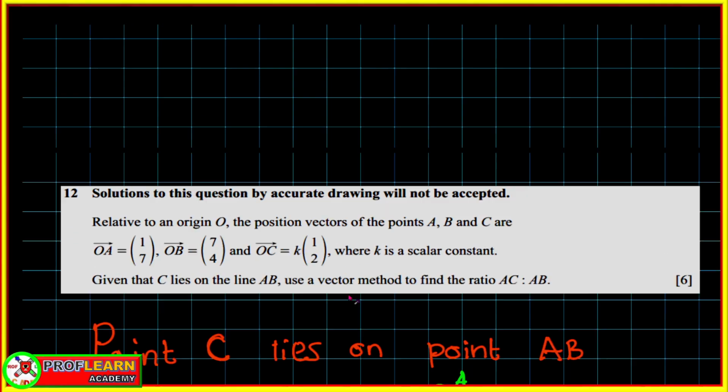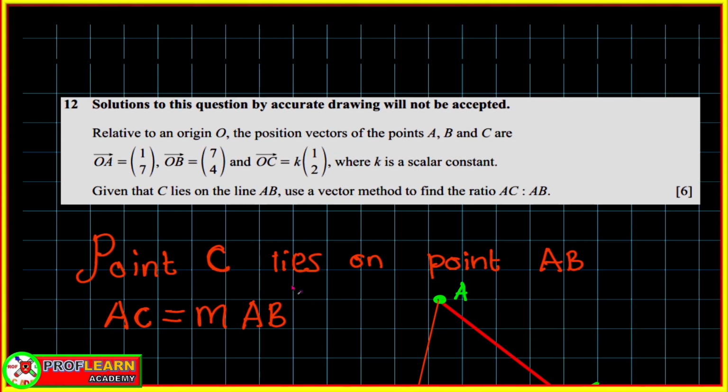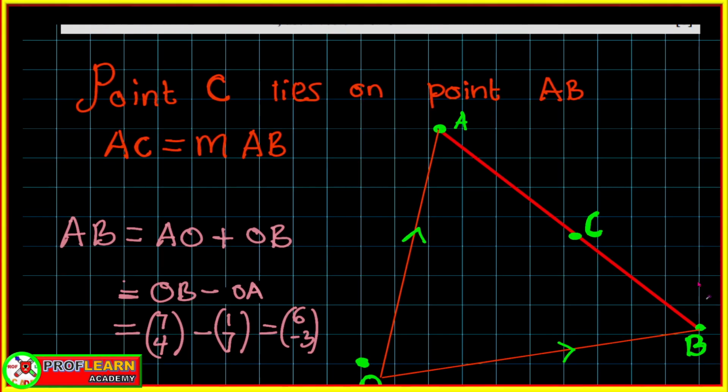And next we have a question to do with vectors. It was quite an interesting question, a good question. In this particular question, we're told that relative to an origin O, position vectors of points A, B, and C are OA = (1, 7), OB = (7, 4), OC = k(1, 2), and k is a scalar. Given that C lies on line AB, C is going to be somewhere there. That's why I placed it there.